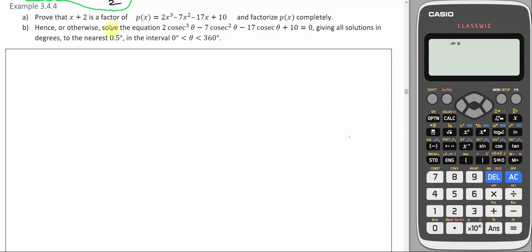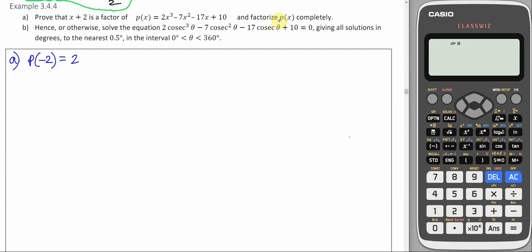Example 3.4.4, Part A, prove that x plus 2 is a factor of p of x, and factorize p of x completely. Now, of course, this is not trigonometry, this is revision from factor theorem and remainder theorem. So Part A, prove that x plus 2 is a factor. Well, we're going to work out p of negative 2, and if that gives us 0, that proves that x plus 2 is a factor.